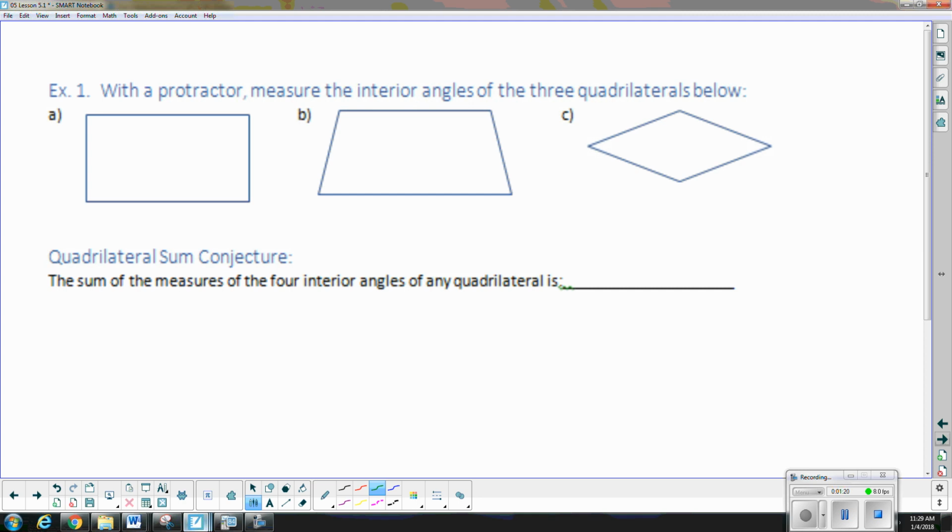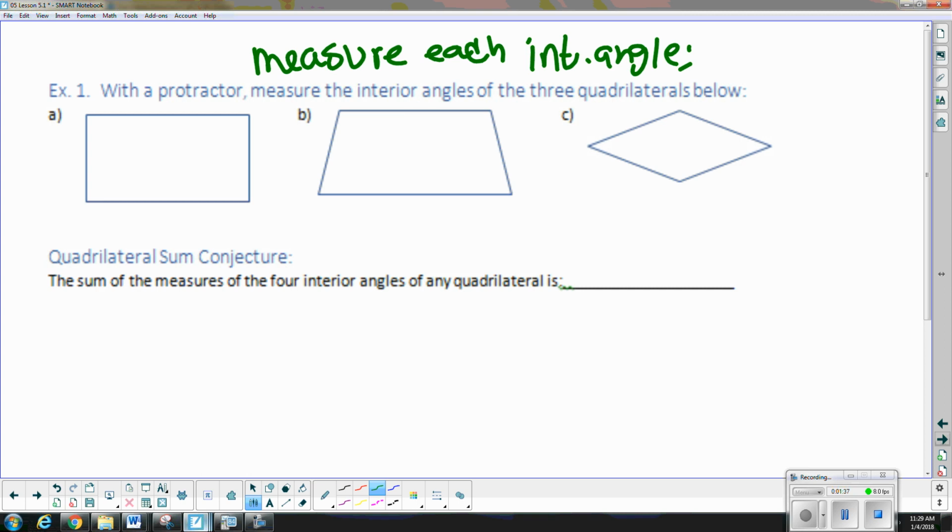And then once you measure each interior angle, then find the sum. So add up all of the measures of the interior angles. Pause the video while you measure those angles.